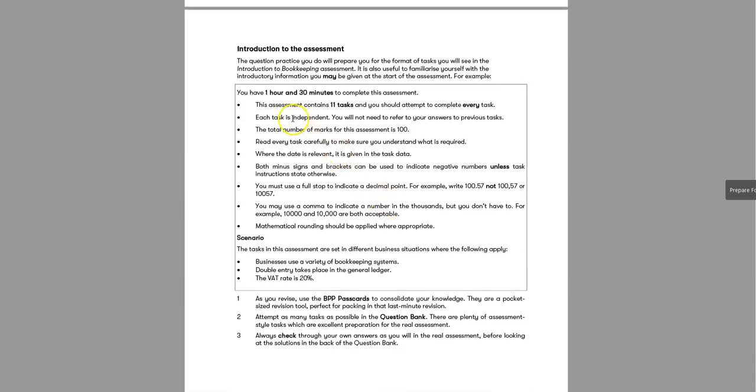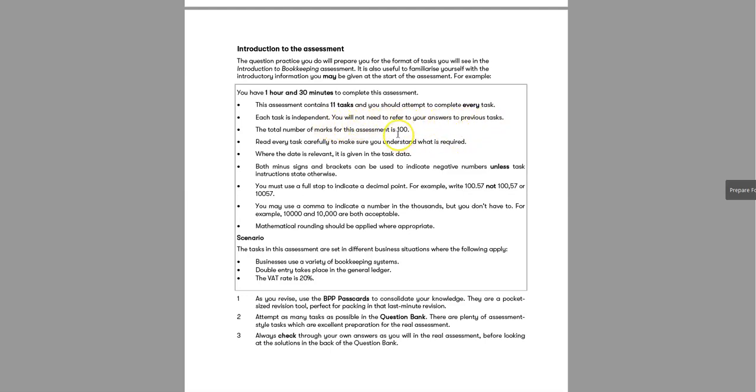assessment area. You can see here it says you have 1 hour 30 minutes to complete this assessment. This assessment contains 11 tasks, and you should attempt to complete every task. Each task is independent, so there is no relationship between task 1, 2 and 3. Each task you have to answer separately. For example, if you don't know one task, you really don't have to worry about the next one, because the next one is a completely separate task. You will not need to refer to your answer to the previous task.